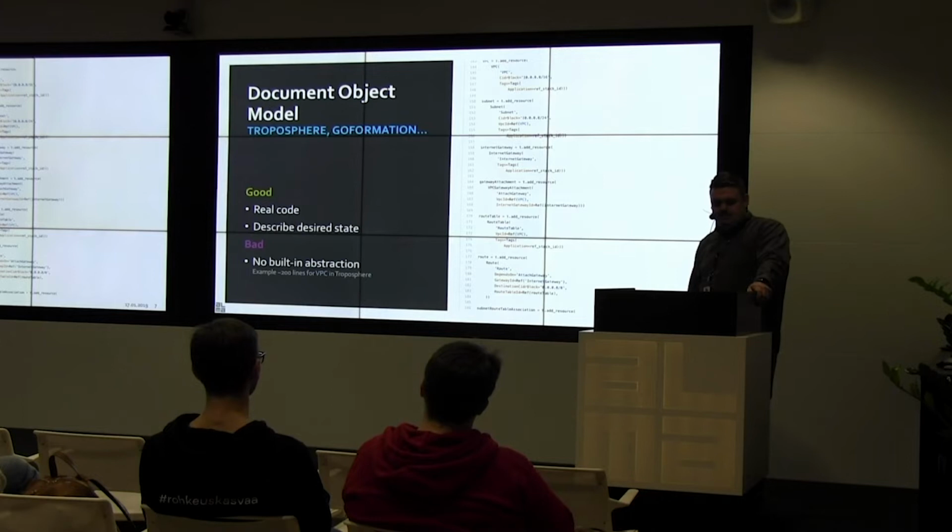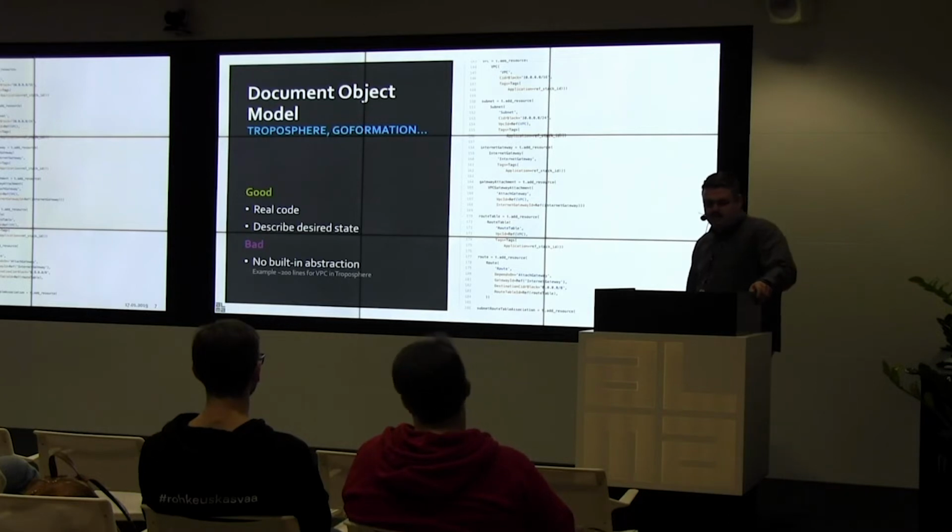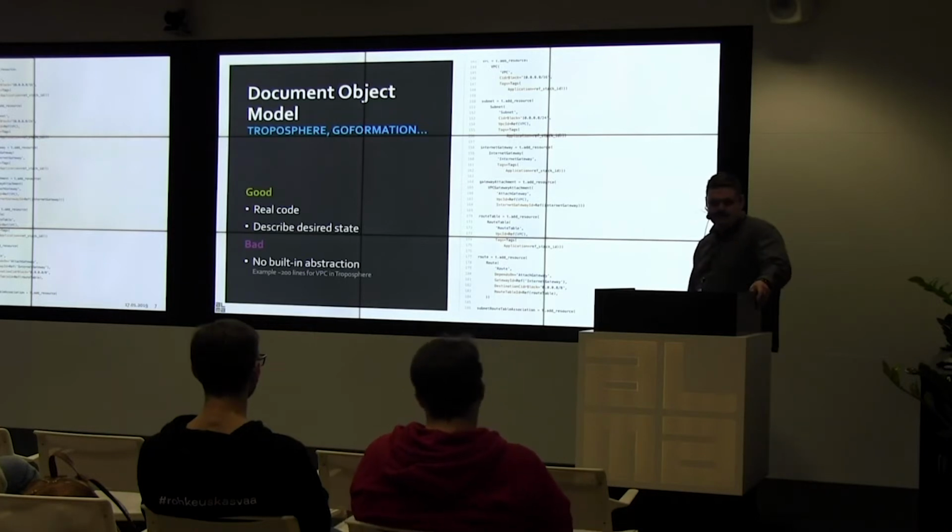Then there are these tools that fit under the term document object model, or DOM, tools like Troposphere or GoFormation. To be honest, I haven't used those. I wish I would have, but haven't. But I thought I'd mention them here still. The good thing about those is that it's real code that you're writing. Troposphere is Python based, and GoFormation is of course Golang based.